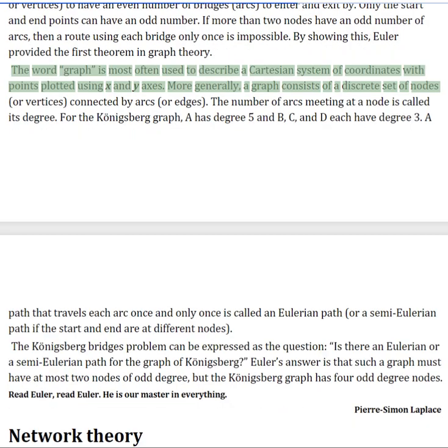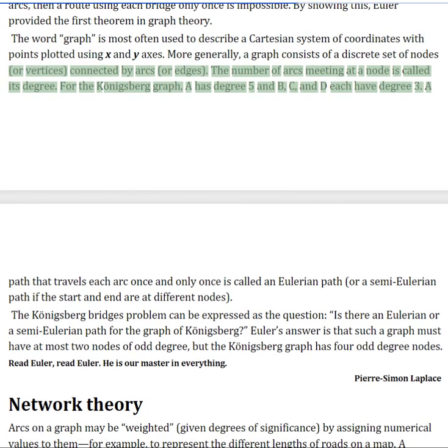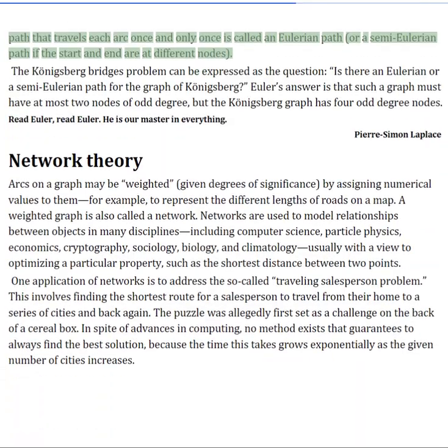The word graph is most often used to describe a Cartesian system of coordinates with points plotted using x and y axes. More generally, a graph consists of a discrete set of nodes connected by arcs. The number of arcs meeting at a node is called its degree. For the Königsberg graph, A has degree 5 and B, C, and D each have degree 3. A path that travels each arc once, and only once, is called an Eulerian path.